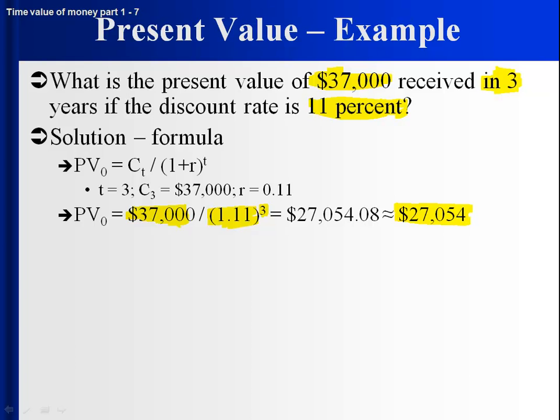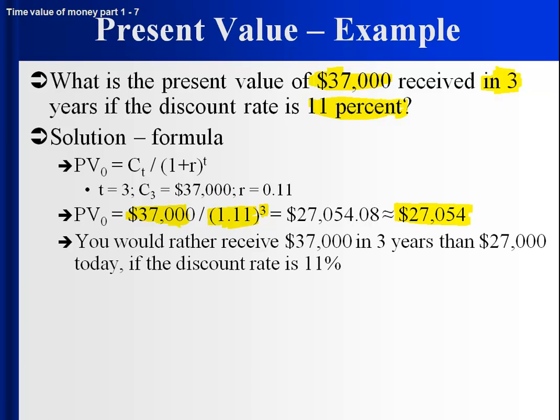Now let me ask you a question. Suppose the company came to you and said, look, we know employees don't generally like to wait 3 years, so we're willing to offer you a bonus today, and we'll let you have 27,000 today. Would you take them up on that offer? Would you rather have 37 in 3 years or 27 today? And the answer is that you would rather have 37 in 3 years, because 37 in 3 years has the same value as 27,054 today, which has more value than 27,000 today when the discount rate's 11%.